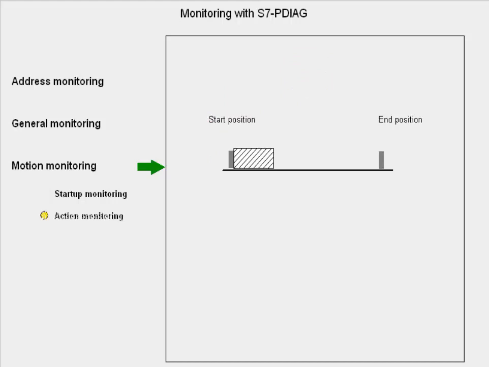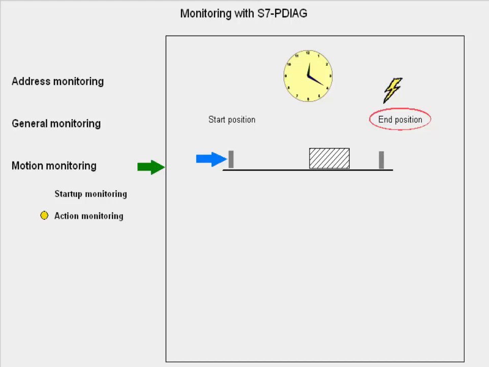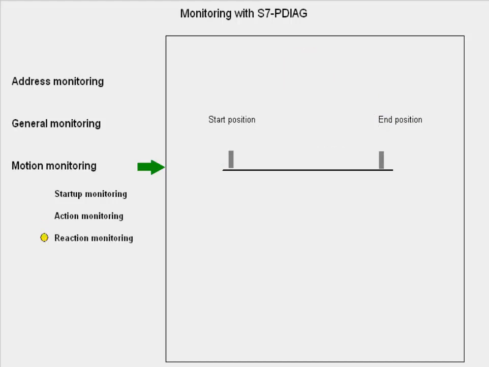Action monitoring determines whether a movement reaches its target final position within a predefined time. Reaction monitoring determines whether the target final position reached is being held stable. Interlock monitoring determines whether valid interlock conditions are fulfilled in each direction of motion.